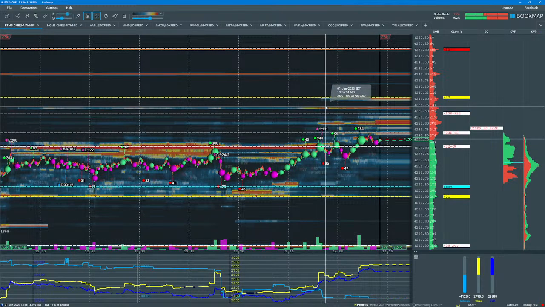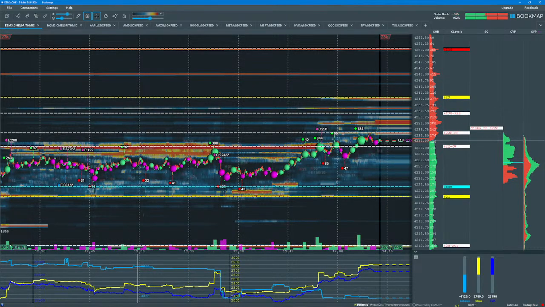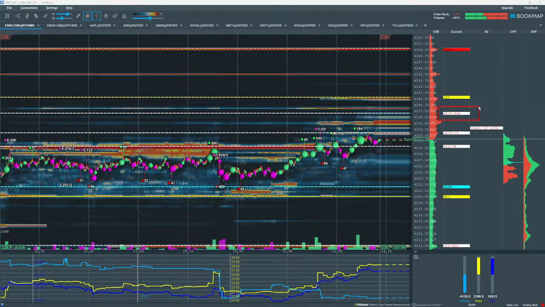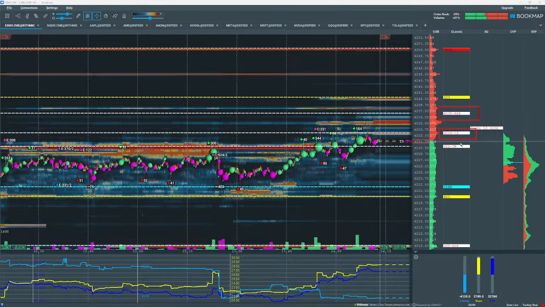And then the next level of resistance, that is the 4230, which SpotGamma was noting as somewhat the same level as the 422 call wall. It's not quite the same level. And then there's also this 4226 combo level. And above that is the SPX 4250 level.